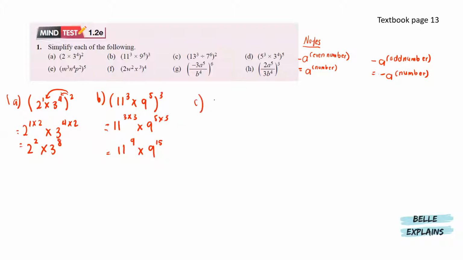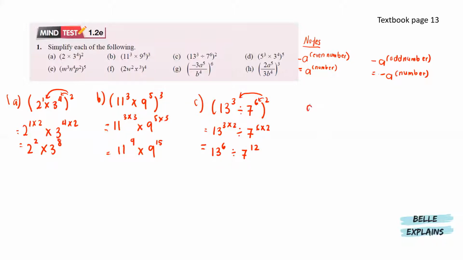Next for C, we have 13 to the power of 3 divided by 7 to the power of 6, and all of this is to the power of 2. It doesn't matter, although there is a divide in between here. What we have to do to expand the bracket is multiply the indexes. So here we have 13 to the power of 3 times 2, divided by 7 to the power of 6 times 2. So here that gives us 13 to the power of 6 divided by 7 to the power of 12.